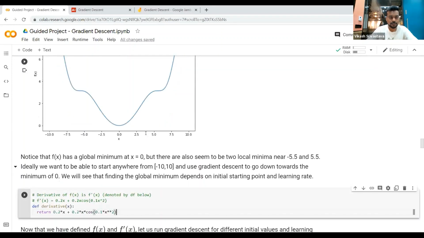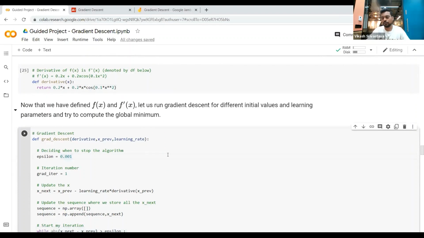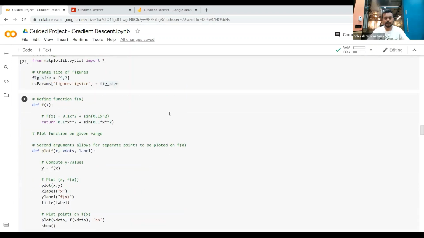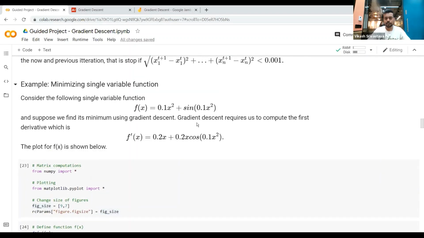So up till now, we have created a function which returns the value of our function f(x) that we defined here, for any x. And we have seen how this function looks.